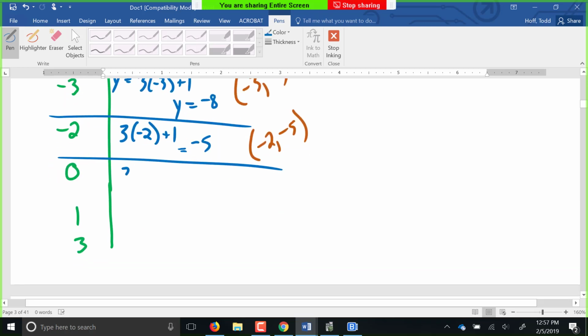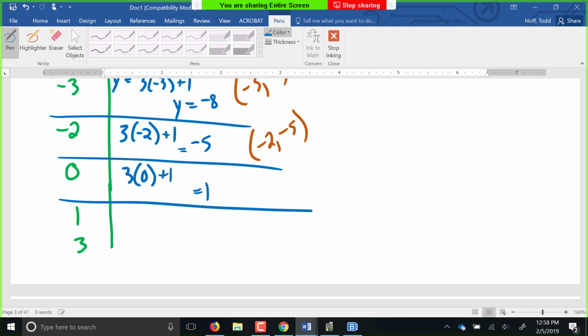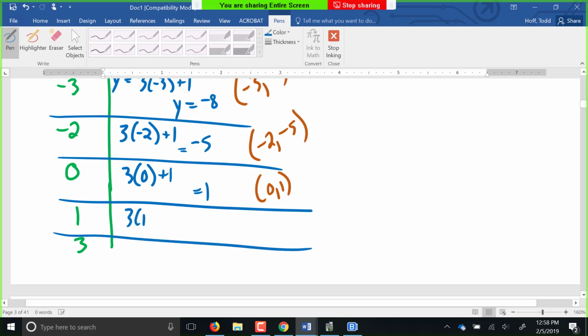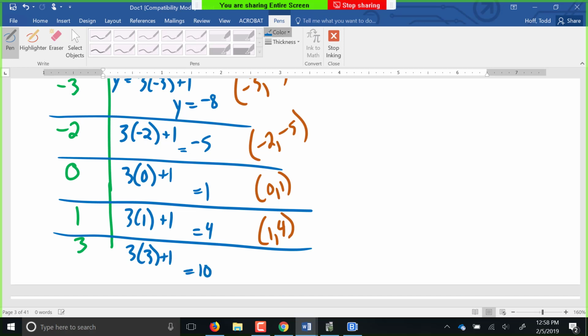If x is 0, y is 3 times 0 plus 1. What's that come out to be? 1. So again, x is 0, y is 1. If x is 1, y is 3 times 1 plus 1, which is 4. So the ordered pair, x is 1, y is 4. And if x is 3, it's 3 times 3 plus 1, or 10. Giving us that pair, x is 3, y is 10.